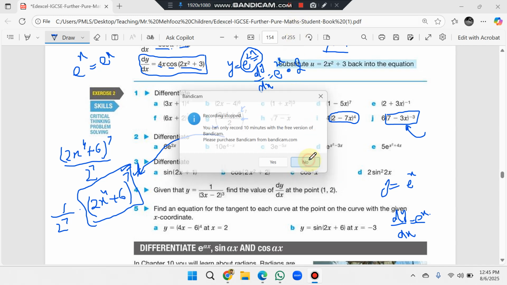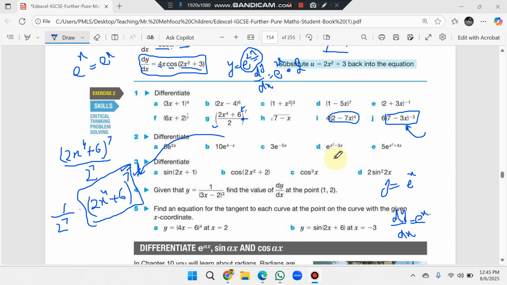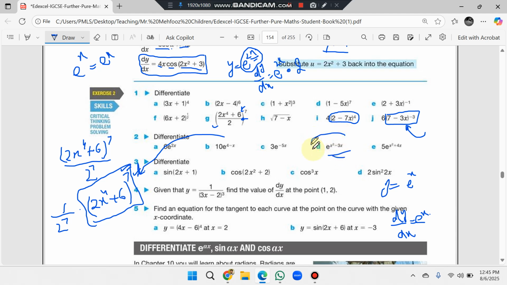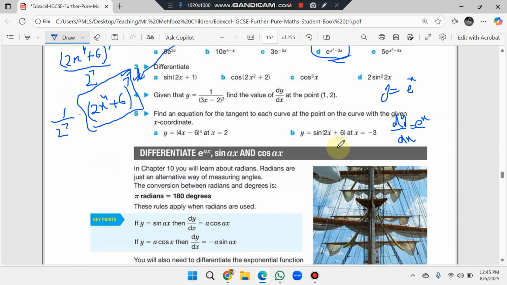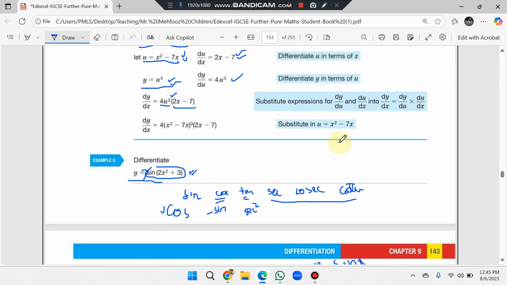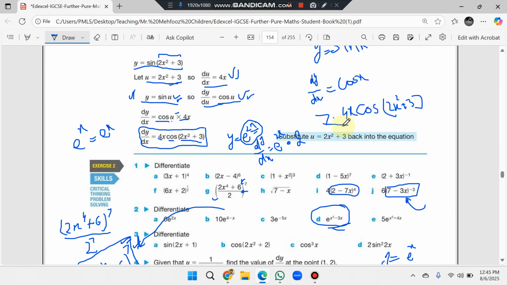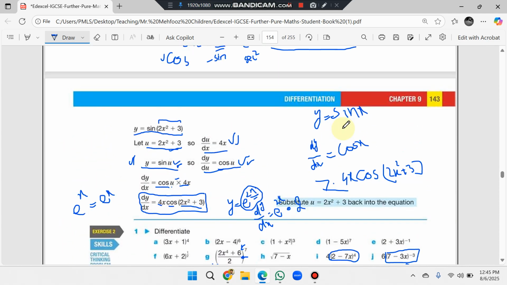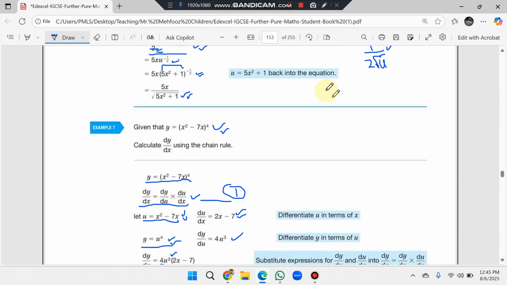Now we have to solve one exponential function by using the chain rule. How can we solve it? We just write it as e raised to the power x square minus 3x. We write it as y is equal to e raised to the power x square minus 3x. This is your function.